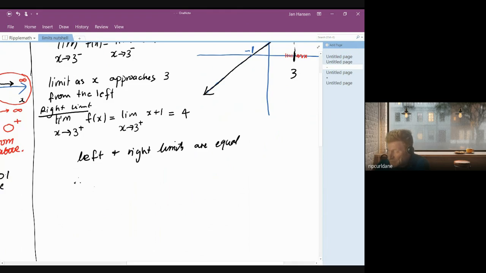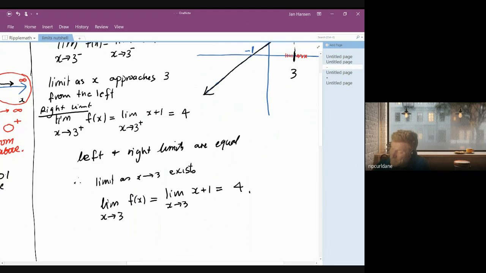So therefore the limit exists. Well, the limit as x approaches 3 exists. The left and right limits have to be equal. And you write the limit as x approaches 3 of f of x, in this case x plus 1, is 4. And that's all there is to that.